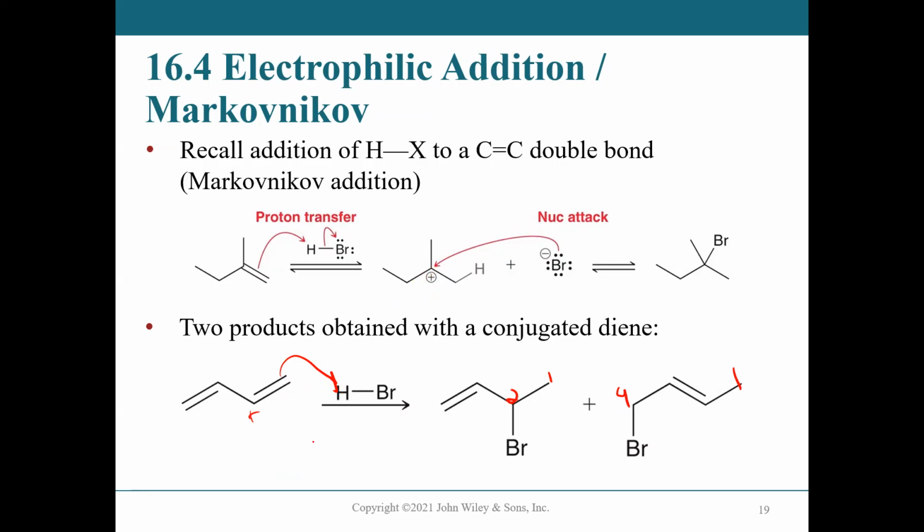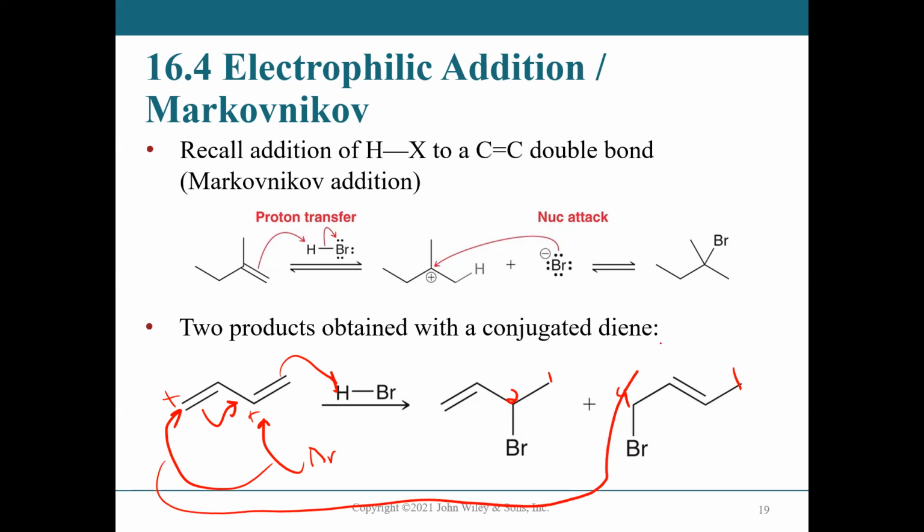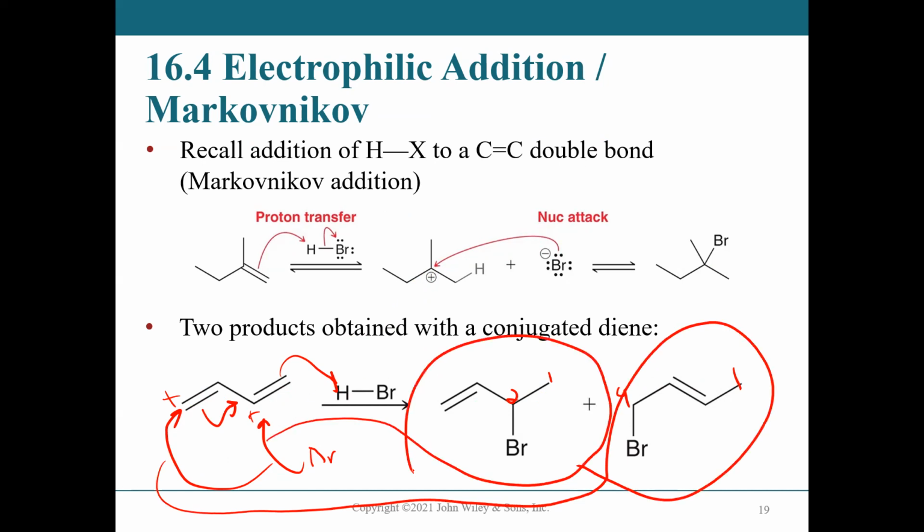Well, that bromine can go in here like this, or it could come in here, right? And then now the positive is over here. So now the bromine comes over here. If it goes over here, we get this product here. If it comes right here, we get this product.